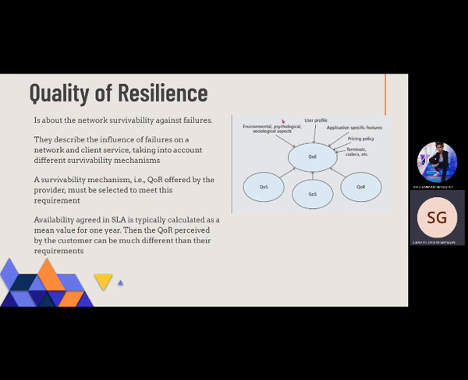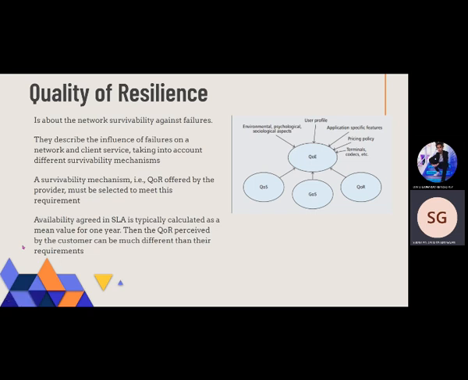The quality of resilience is about the survivability against failures. This has two strategies. The first one is made by the service provider and is not metric. This is just talking about what they are going to do when something happens. And the other one is metric, which is about numbers, the percentages. The survivability mechanism is offered by the provider. They choose what they want to offer and what they want to do when something happens. The other one is the availability agreed in the service level agreement, typically calculated over 1 year. So when a year passes, they calculate how the customer sees the service so they can improve it or maintain it. But typically they want to improve it so they can maintain the quality of experience of the service.